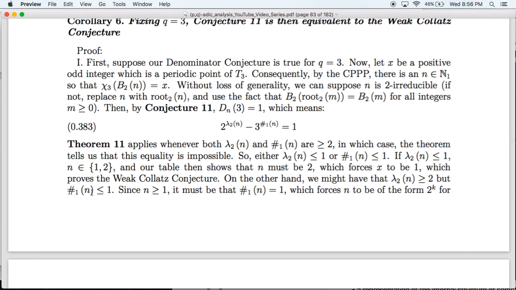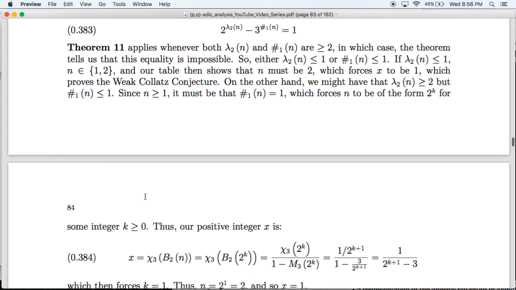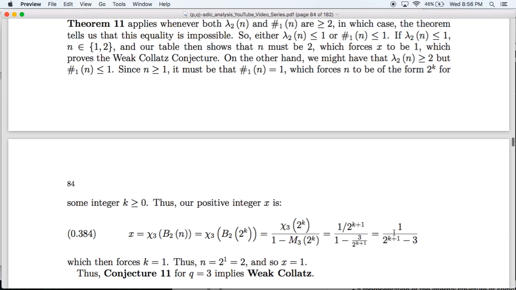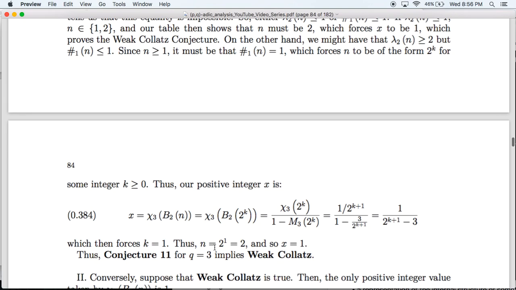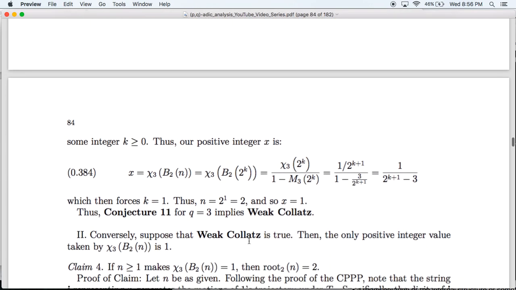n can have at most one digit, and since n is greater than 1, it has at least one digit, which forces n to have a single 1, which forces n to be of the form 2 to the k for some integer k greater than or equal to 0, and so we just run through everything, and then we get this, which then forces k to equal 1, thus n equals 2 to the first, which is 2, and so x equals 1. So Conjecture 11 for q equals 3 implies weak Collatz.